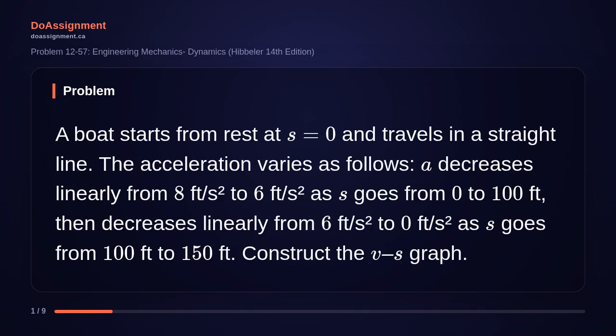Here is the problem. A boat starts from rest at s equals 0 and travels in a straight line. The acceleration varies as follows. A decreases linearly from 8 feet per second squared to 6 feet per second squared as s goes from 0 to 100 feet, then decreases linearly from 6 feet per second squared to 0 feet per second squared as s goes from 100 feet to 150 feet. Construct the v-s graph. Now, let us work through the solution step by step.